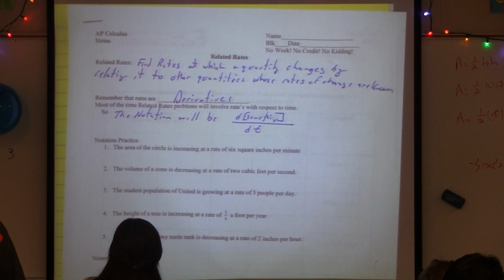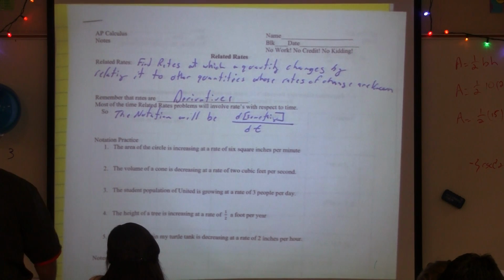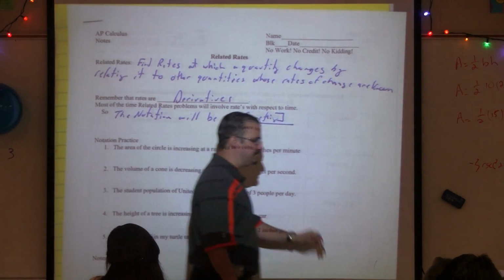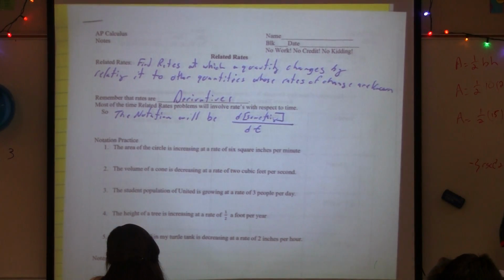They're not going to straight up tell you dr dt equals 5. Okay, you're going to have to figure that out from the wording. So we're going to practice writing the notation and interpreting it, and hopefully writing it correctly, okay? So let's look at the first part.